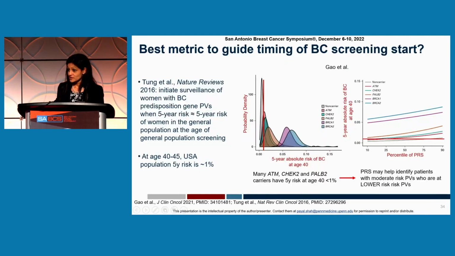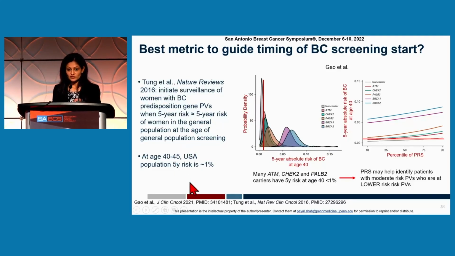And so one question that we've discussed a lot is, what is the best age at which to start breast cancer screening? And a follow-up question to that is, what is the best metric to guide us when we make that decision? So Dr. Tung and colleagues in 2016 presented a counseling framework for individuals with moderate penetrance gene mutations, and they suggested that women with breast cancer predisposition gene mutations should initiate surveillance when their 5-year risk approximates the 5-year risk of individuals in the general population when the general population begins screening.